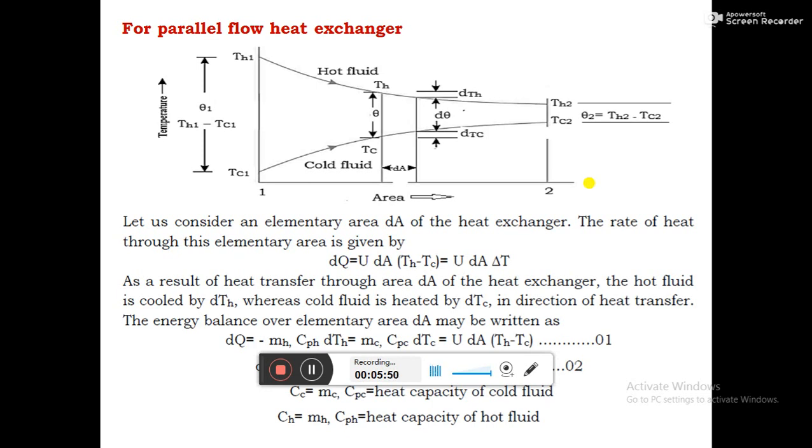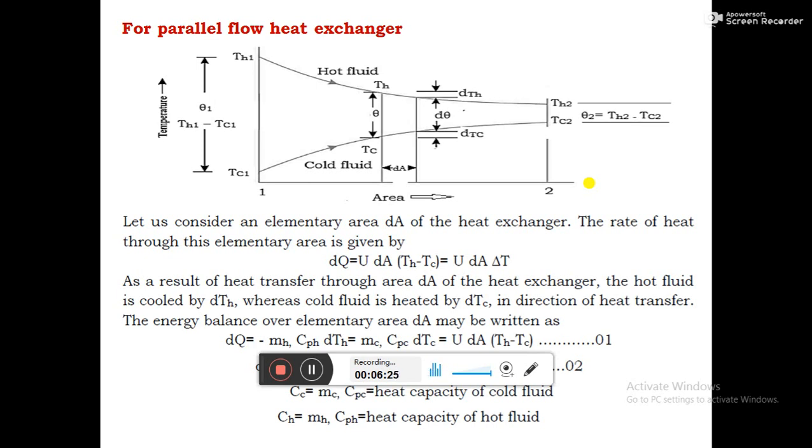The next topic that we are discussing is the derivation of the design of a heat exchanger using the NTU method, number of transfer units method, for a parallel flow heat exchanger. A parallel flow heat exchanger is one in which both the hot fluid and the cold fluid flow in the same direction. The hot fluid releases heat and the cold fluid absorbs heat.